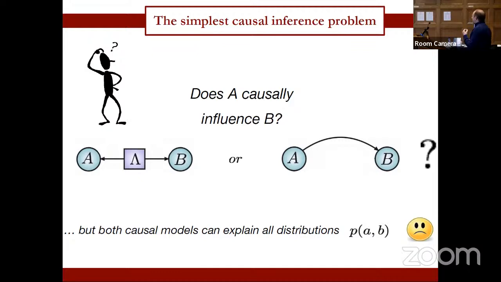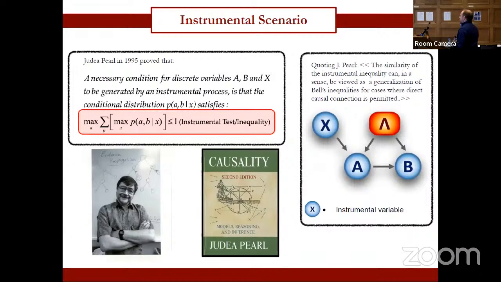So let's move to a slightly more complex scenario, which is an instrumental scenario, which was introduced and analyzed by Judea Pearl in the classical framework years ago. And this is the instrumental test scenario. You have two variables, A and B. You have variable X that influences A. And now you wonder whether A and B may be influenced by a variable lambda, which can create a correlation between these two variables.